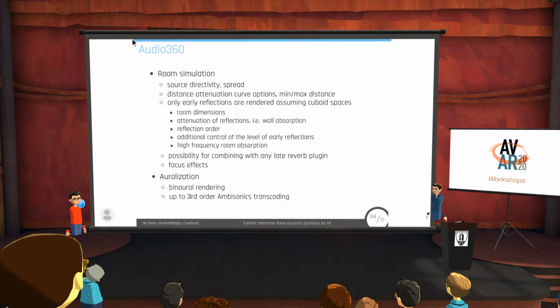And whilst late reverberation is not modeled, there is an option for integration with users' preferred late reverb plugins. Auralization is done binaurally in combination with up to third-order ambisonics transcoding.